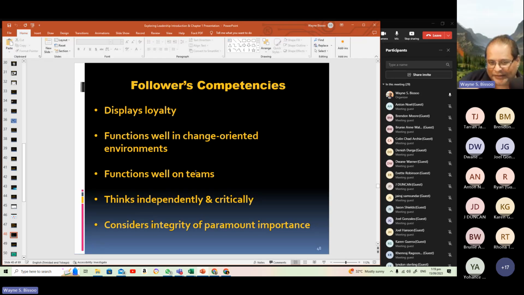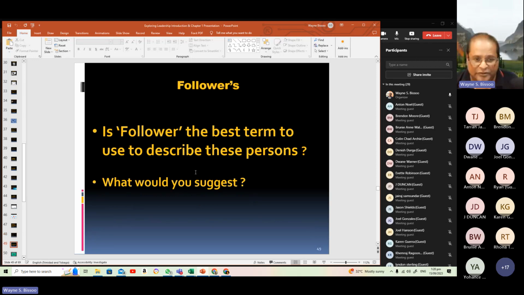Yes, they're okay with the loyalty, they like the teamwork and the change orientation, but they don't like critical and independent thinking. And sometimes the more questionable the followers' behavior, the better for the leader, because they can trap that person and force them to do what they want them to do. And especially if they can't think independently and critically, then those are not good followers. You want people around you who are good, independent, critical thinking individuals.